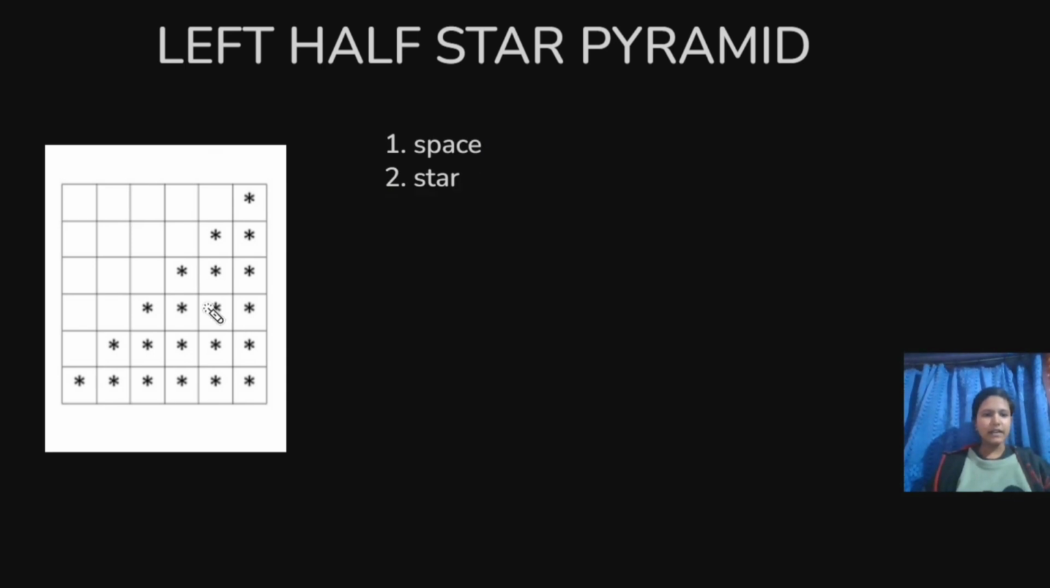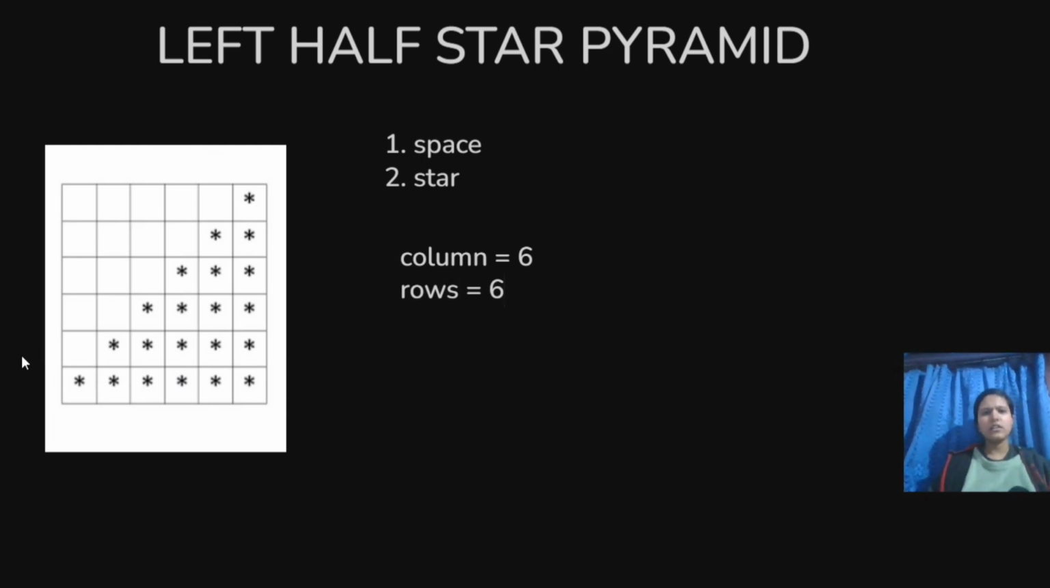In the first row, how many spaces should there be? The spaces depend on the rows and columns. So first we count how many rows and how many columns. Counting first, second, third, fourth, fifth and sixth, columns equal 6, and on the other side 1, 2, 3, 4, 5 and 6, so rows also equal 6. The rows and columns should be equal.